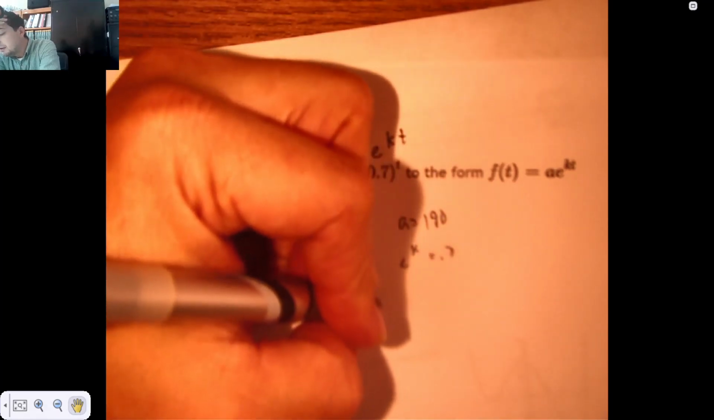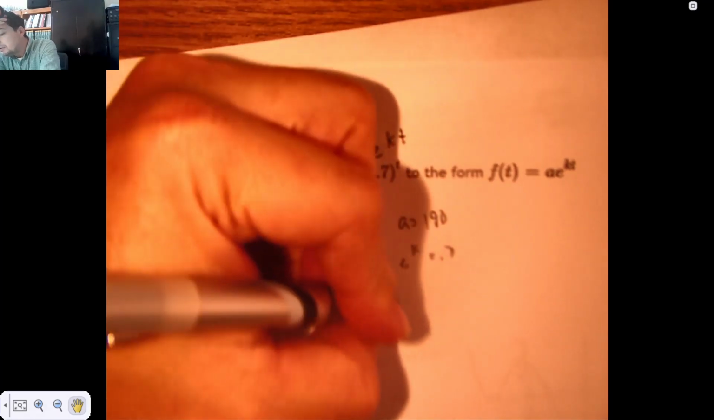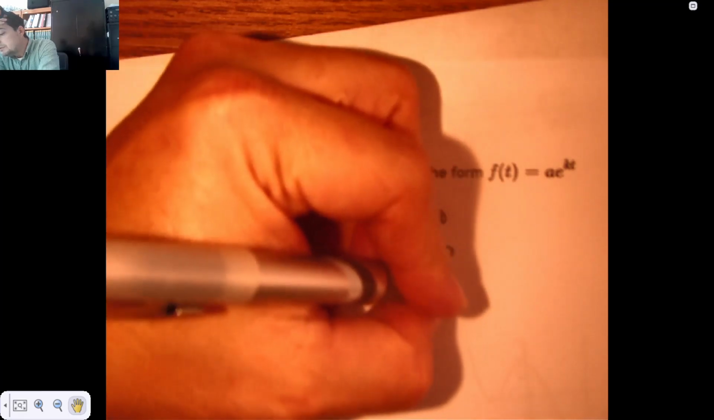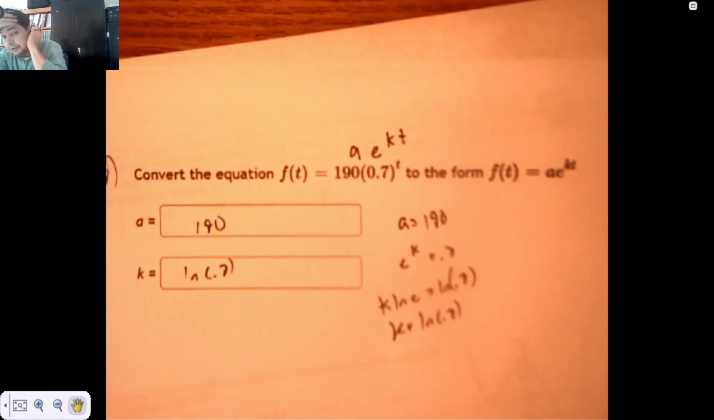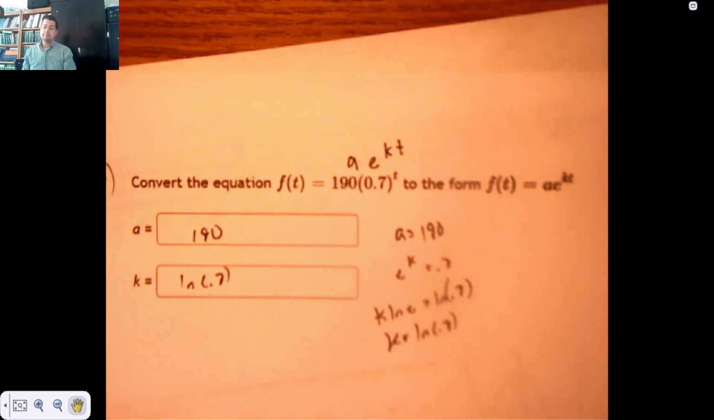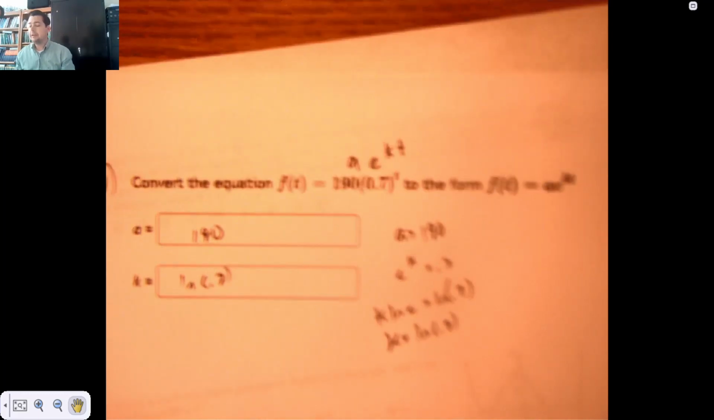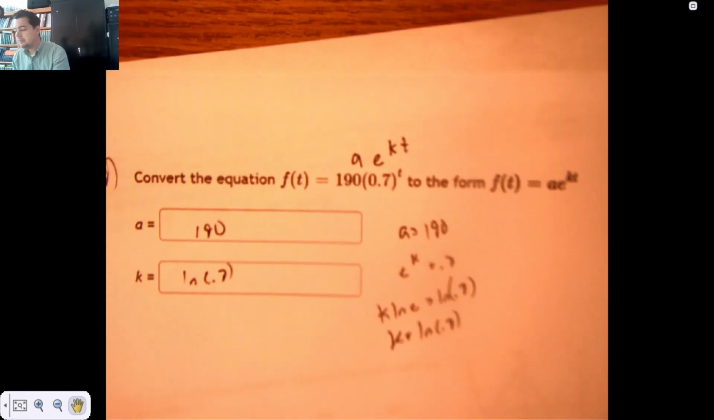And to do this guy, we would just ln both sides, right? So k natural log of e is the natural log of 7/10. And k is simply the natural log of 7/10, whatever that is. All right. It's a calculator problem. I don't know, try that. Try rounding it to 8 decimal places, whatever. But that's how you do it. It's a pretty easy problem.